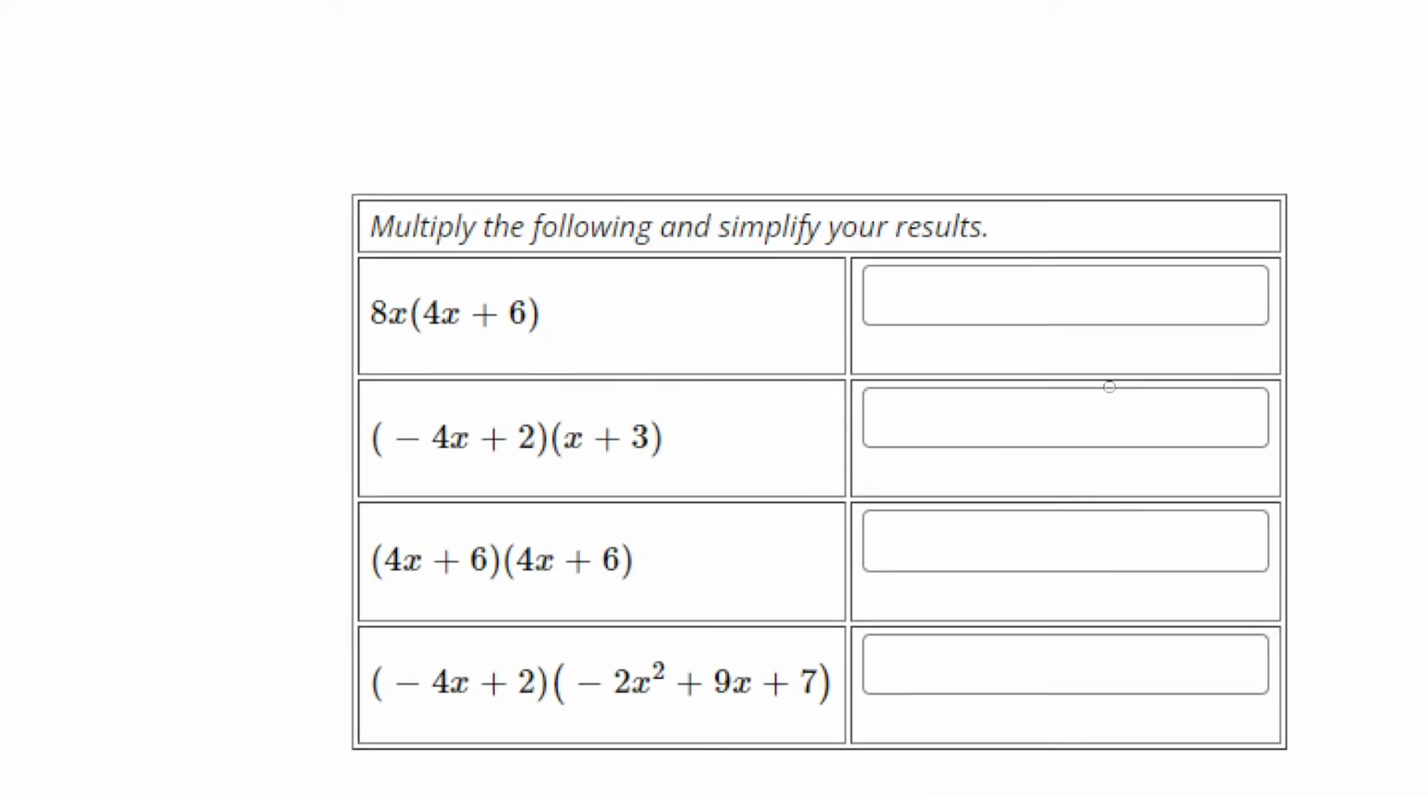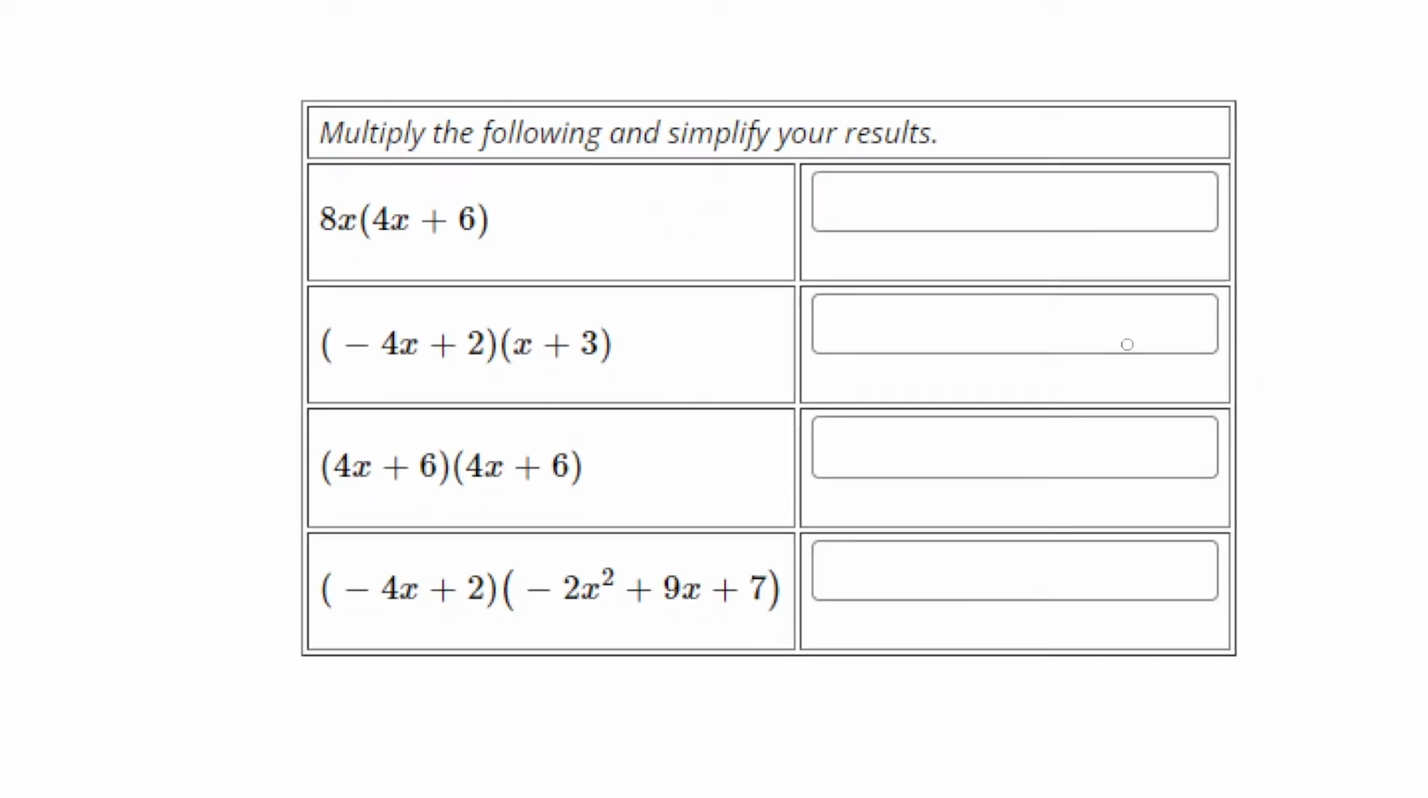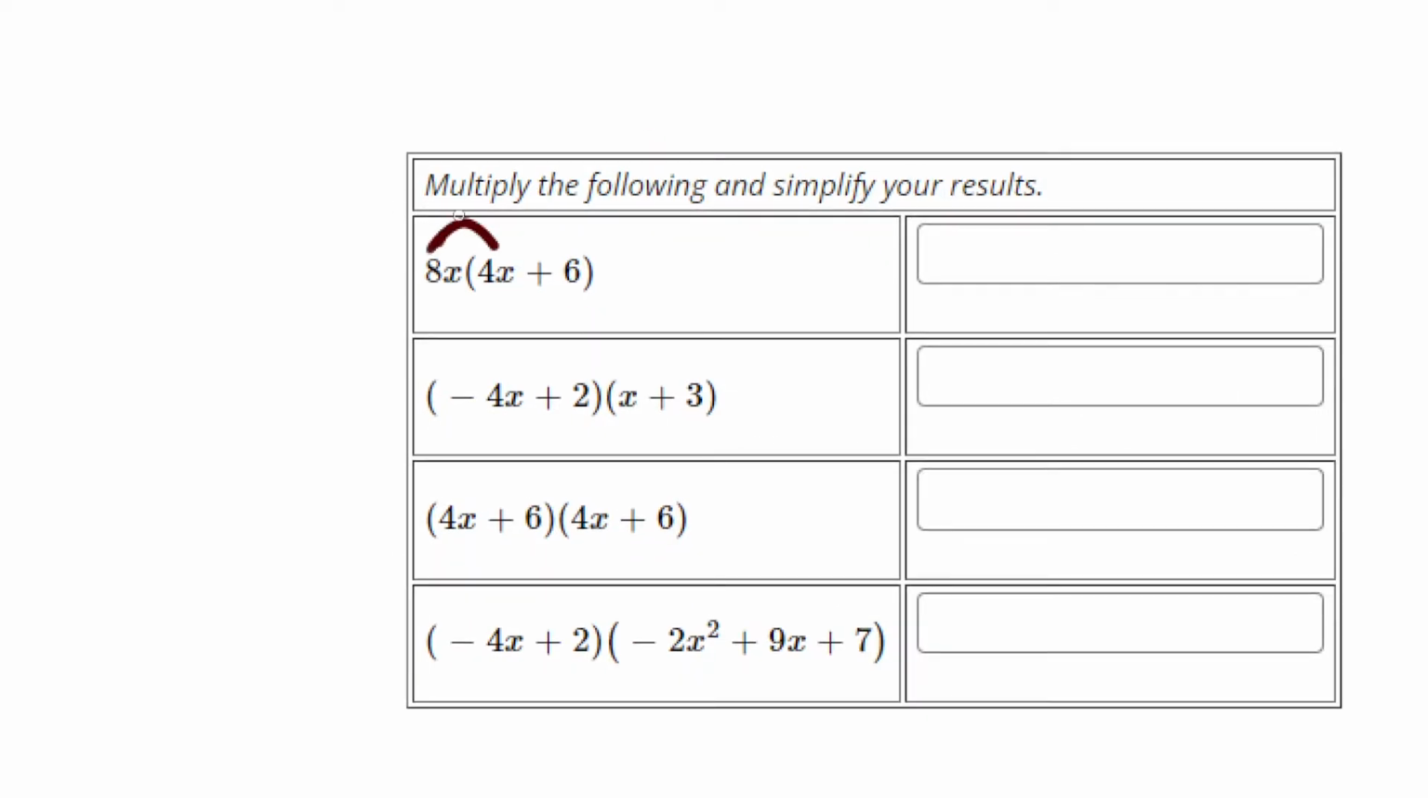And then we have multiply the following and simplify your results. This term would multiply to both, so we'd have 8 times 4, which is going to be 32. And then we'd have an x squared. And then we'd have an 8 times 6, which is going to be, I believe, 42. Let me double check on that. My bad, 48. And it would be plus 48x. And that would be how you do that one.